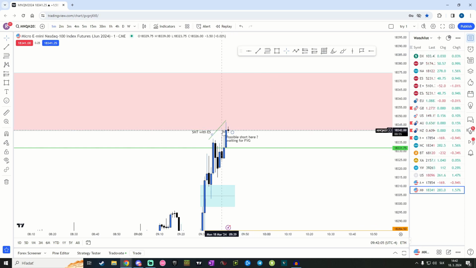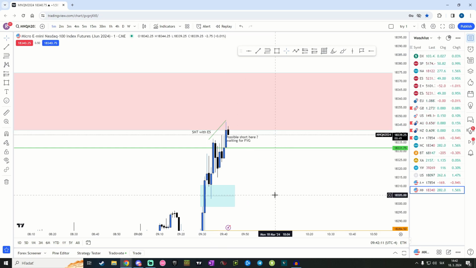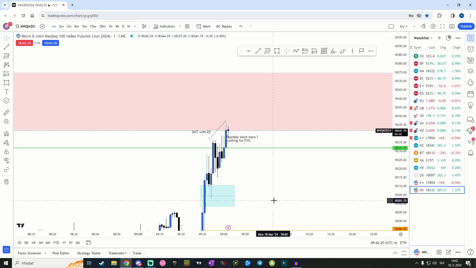Candle closed on the low of the fair value gap, which is nice. But not really any displacement going down. Still just building up.